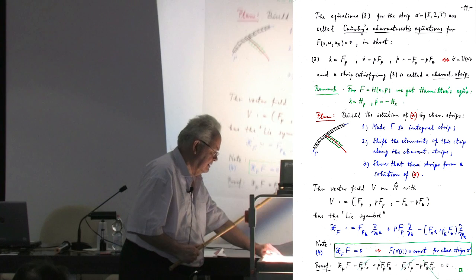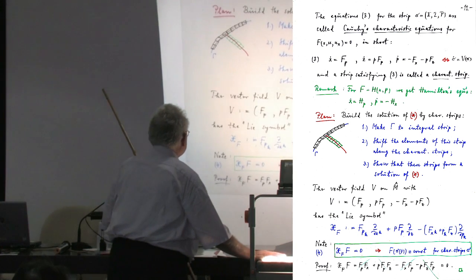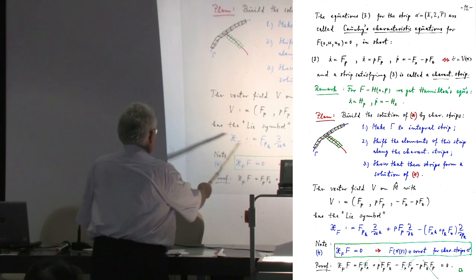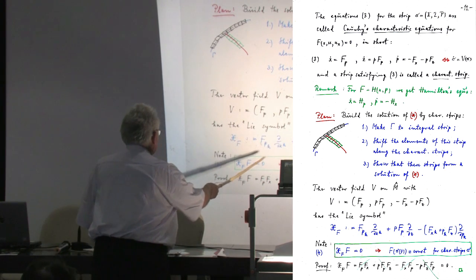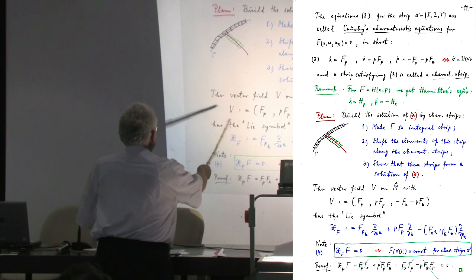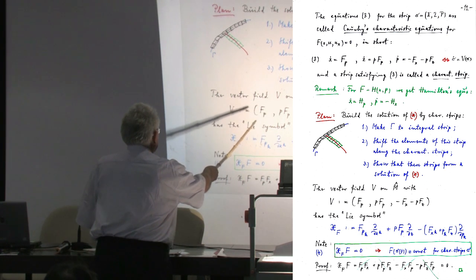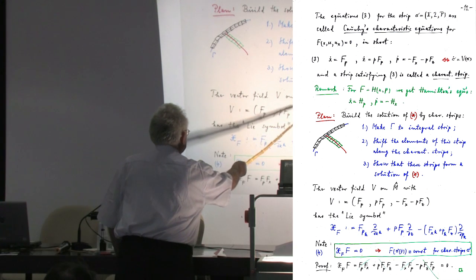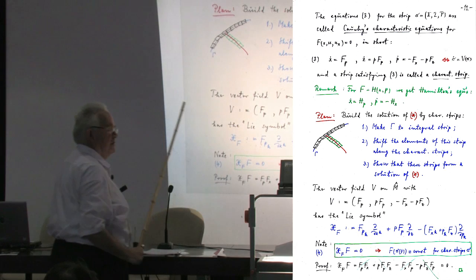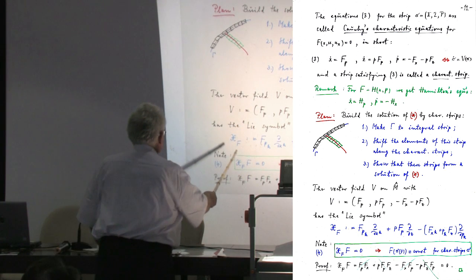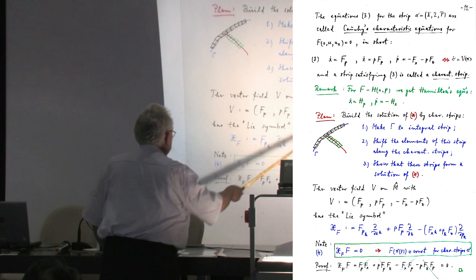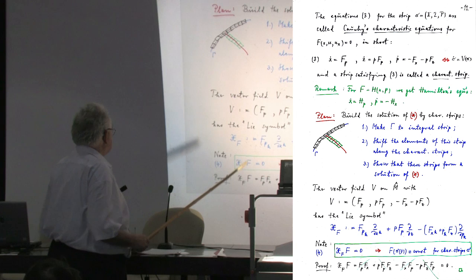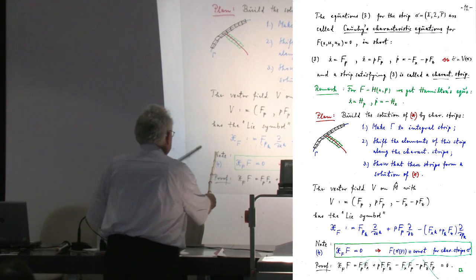Well, the first observation is if you look at what one might call the Lie symbol, here is the vector field of the Cauchy equations, f_p, p f_p, minus f_x p. Here's the minus sign I had forgotten before. And you form this differential operator in 2n plus one variables. And you apply it to f.